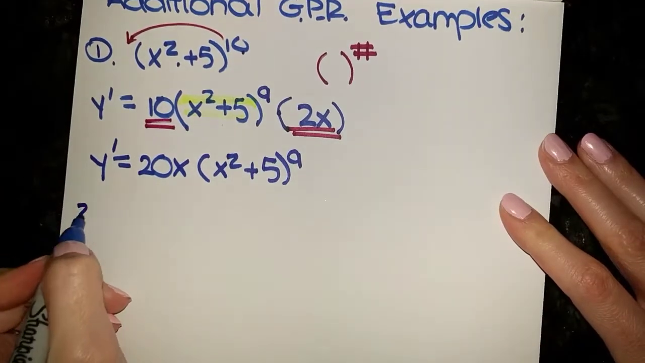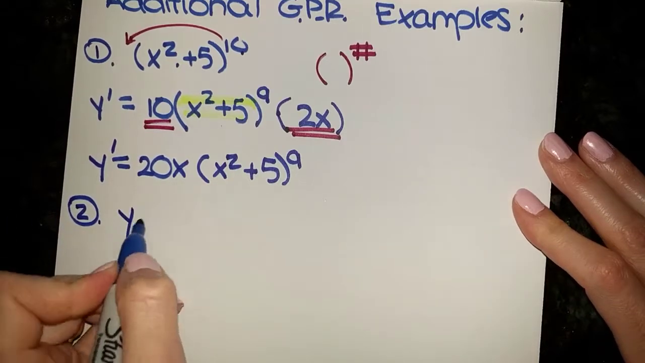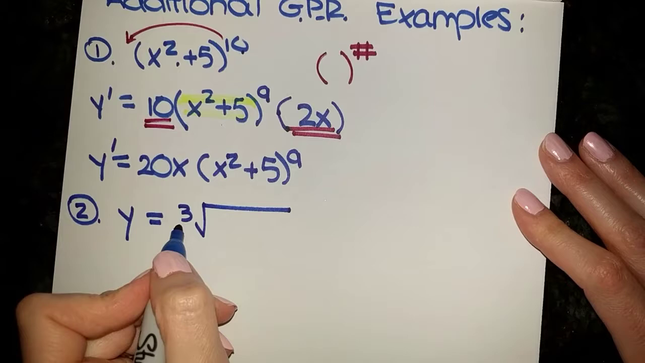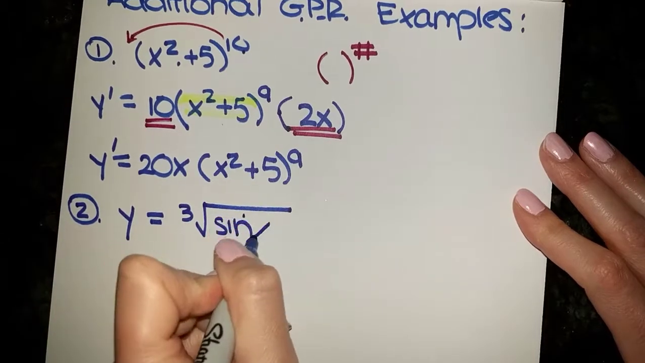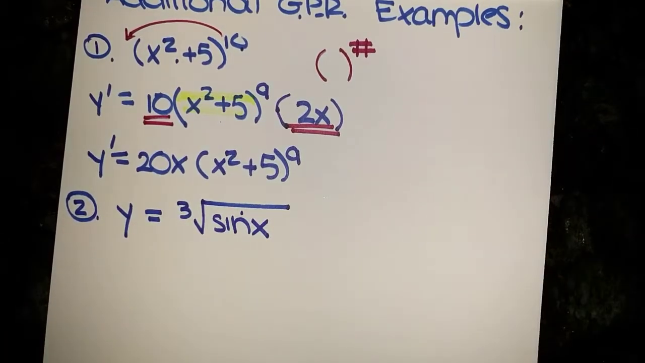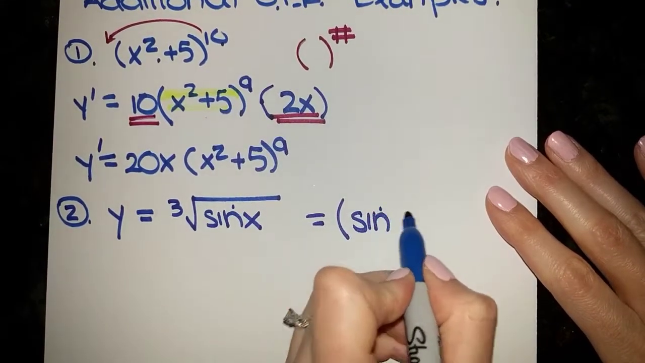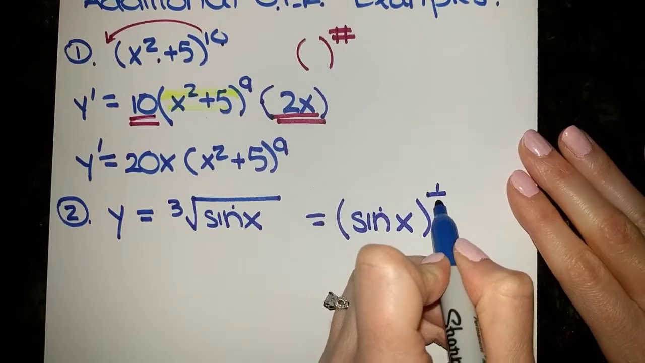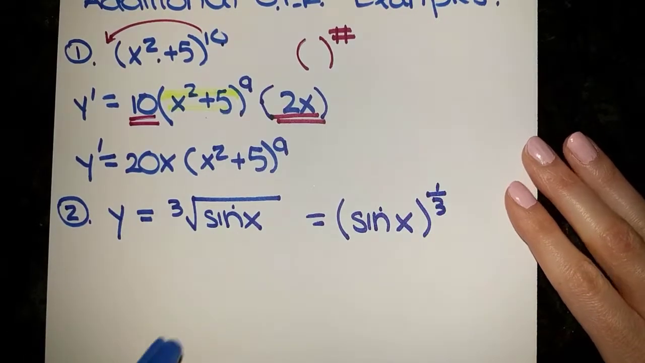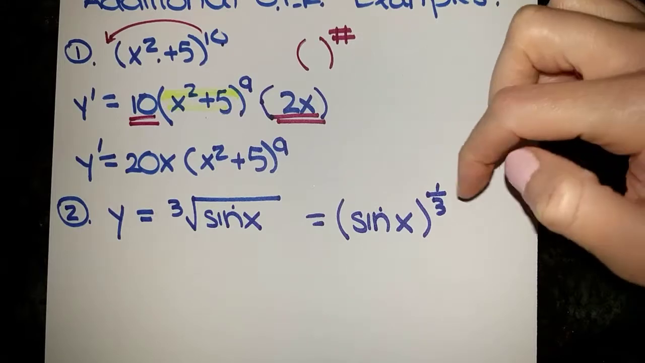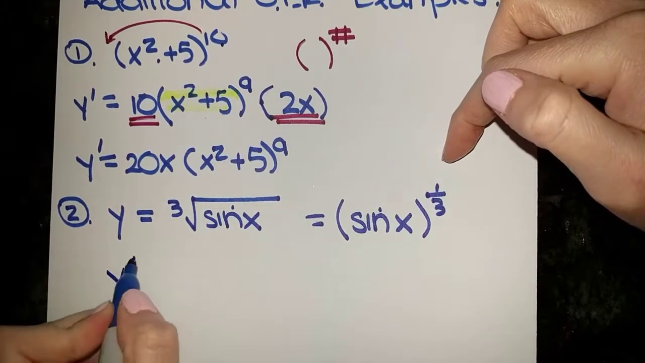Now, if you look, the general power rule can really be used in a lot of different scenarios. So if you look at number 2 here, you have the cube root of sine x. Now, remember that anytime you have a cube root or a radical, you always want to rewrite that. So as soon as I rewrite it, I have sine x to the 1/3 power. And that is of this general power rule form, parentheses to a number. So this question we can use the general power rule for.